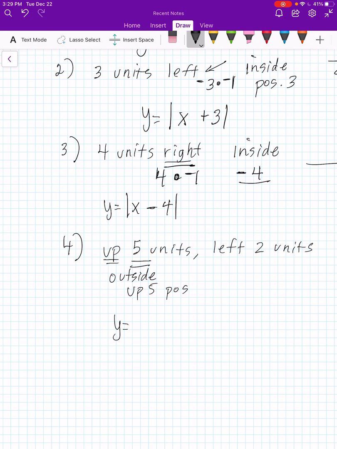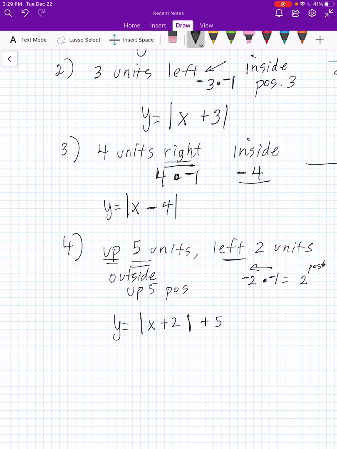So y equals absolute value of x. I'm going to have something on the inside, that's for this, and then up 5. So I know I'm going to have plus 5 at the end. Outside, up or down, inside, left or right. If I go left, that's this way. So usually I'm going to a negative 2. But I have to flip the sign of the inside number. So now it's going to be a positive 2. And then you get it right. So now I'm going to do positive, and so I'm going to put plus 2 on the inside.